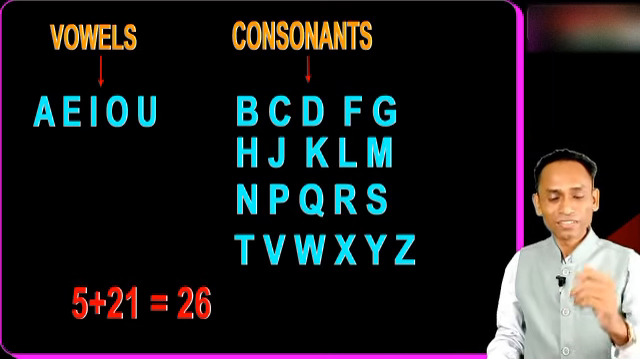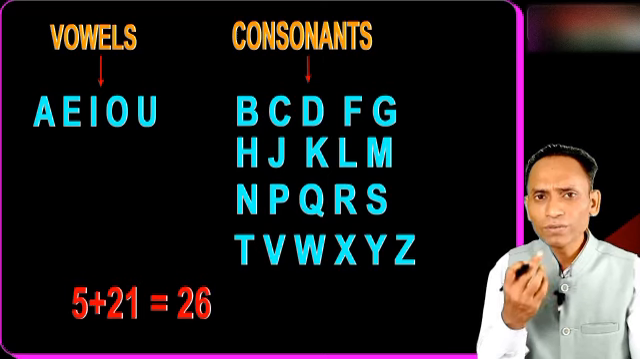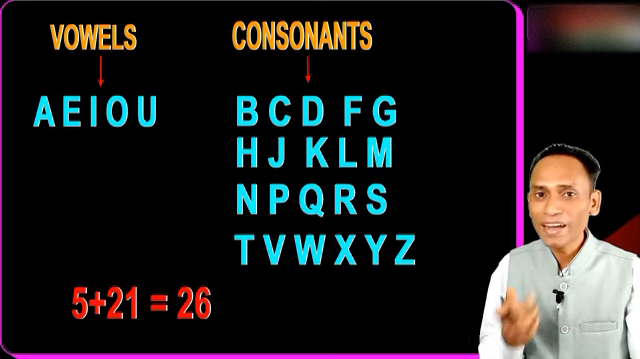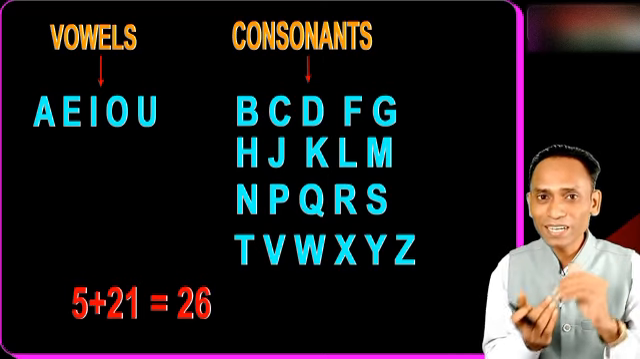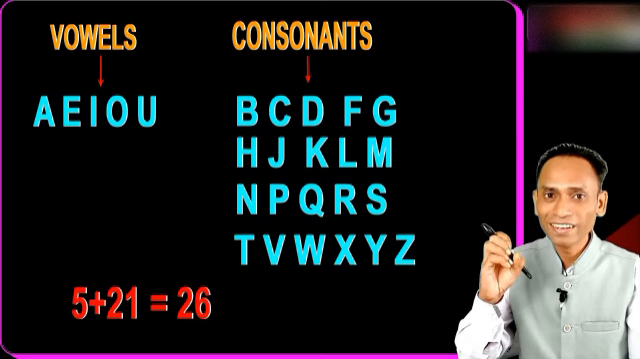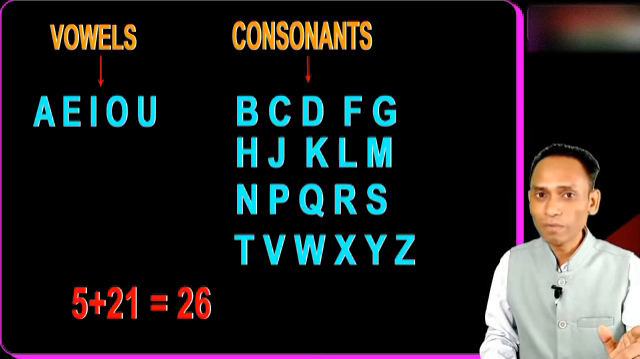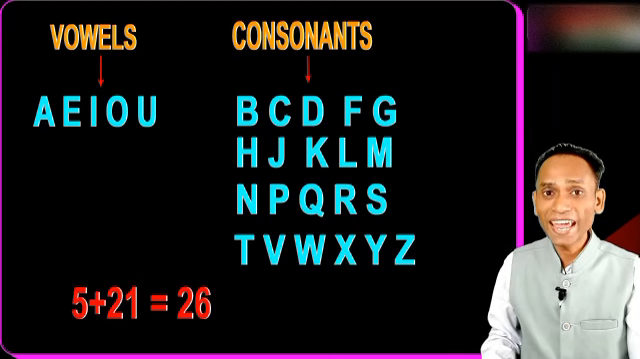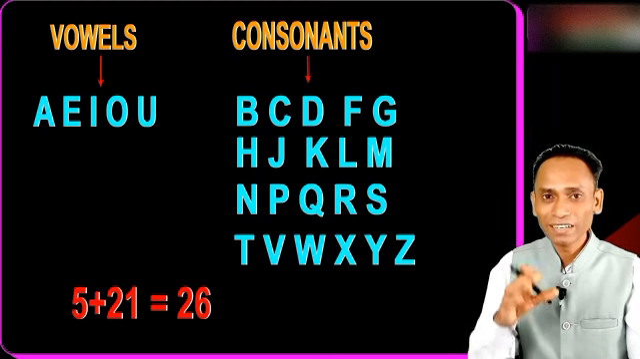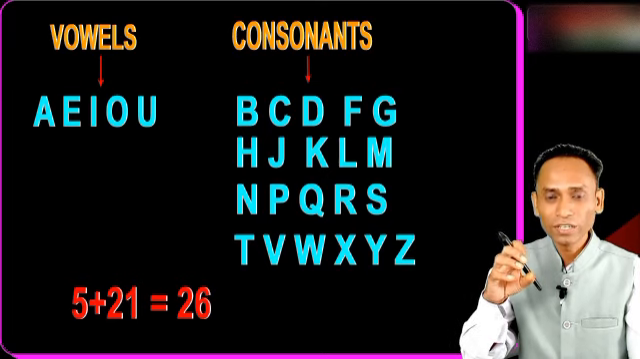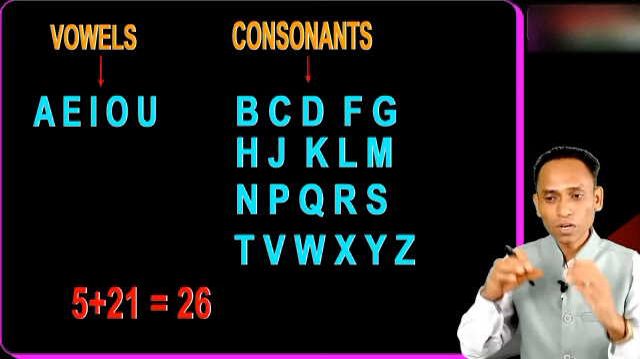Let's see. Okay, look at me. When we say B, the upper lip and lower lip touch each other and try to block the air. But in vowels, nothing tries to block the air. Look at me. A, E, I, O, U. Right? But here, the mouth tries to block the air to pronounce the proper sound, right?